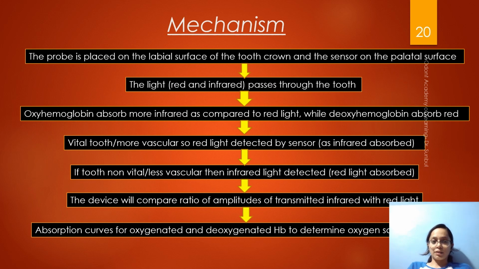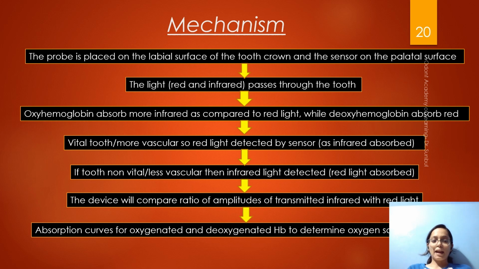So how does that work? The probe is placed on the labial side of the tooth surface and the sensor on the opposite side, just like in an X-ray where the X-ray tube is outside and the sensor is inside. The light, both red and infrared, is made to pass through the tooth. The oxyhemoglobin absorbs the infrared light and the red light does not get absorbed, while deoxyhemoglobin absorbs the red one. So in a vital tooth which is more vascular, a red light is detected.